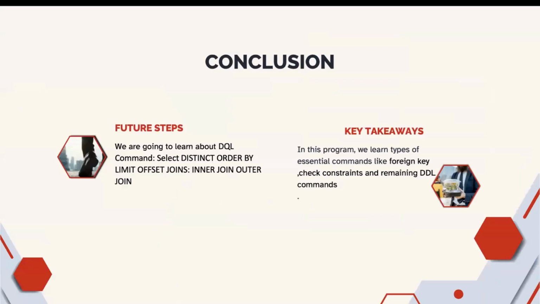Today we covered different essential commands and constraints like the foreign key and check constraint, and the DDL command alter. We also learned today about joins and about the truncate and drop commands. In our next session we are going to learn about the DQL commands. In that there is the select statement, which has distinct, order by, limit, and offset, and those things we will cover. And we will see joins in a deeper way. I already mentioned that there are 3 types of joins: inner join, outer join, and self join. That we will cover in the next session.